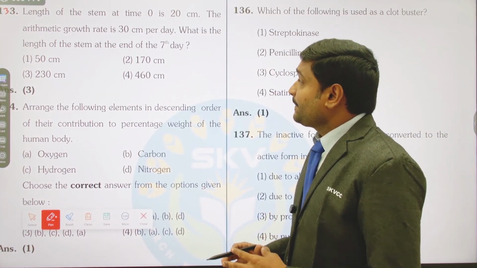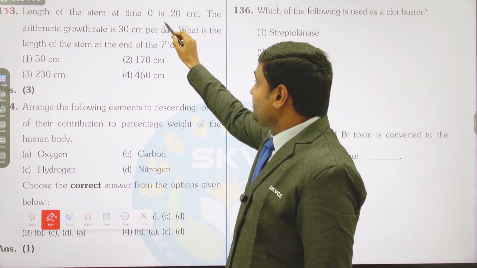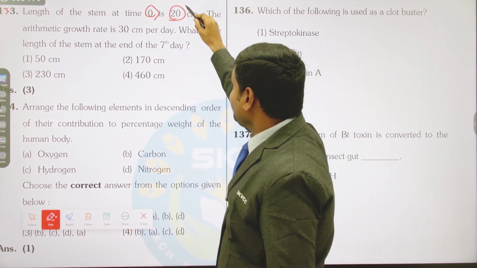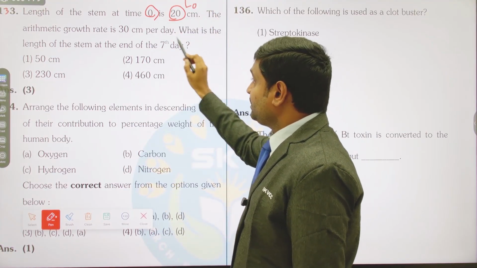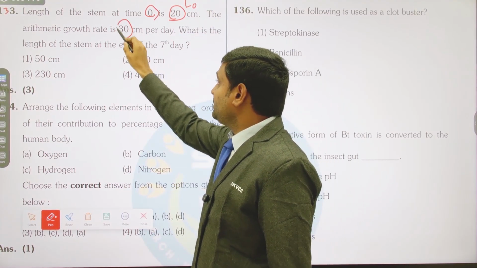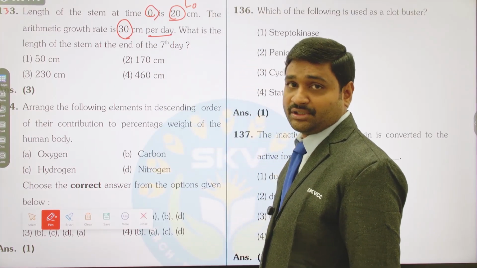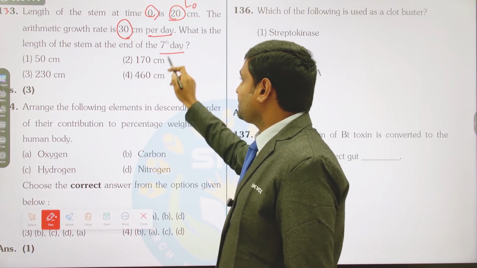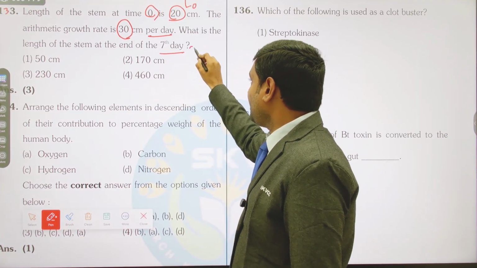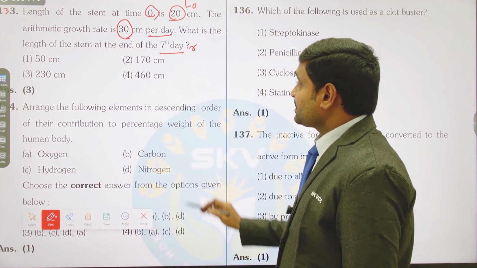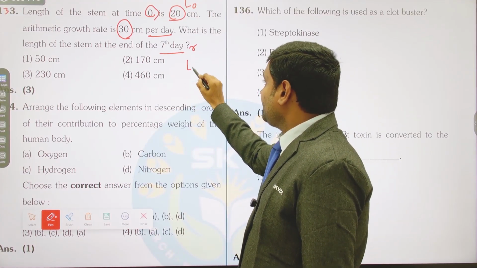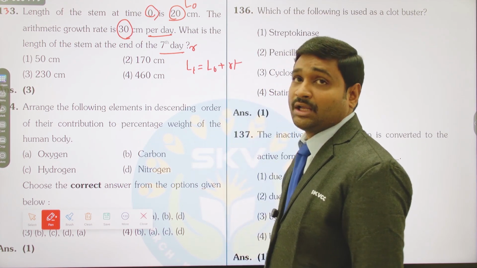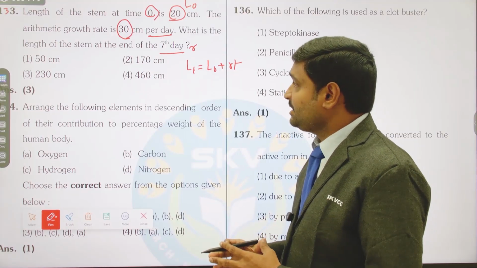Question number 133. Length of the stem at time 0 is 20 centimeters. So this is nothing but L0. And the arithmetic growth rate is 30 centimeters per day. So what is the length of the stem at the end of the 7th day? He's asking about arithmetic growth. So here there is LT equals L0 plus RT. So this is the formula: LT equals L0 plus RT.